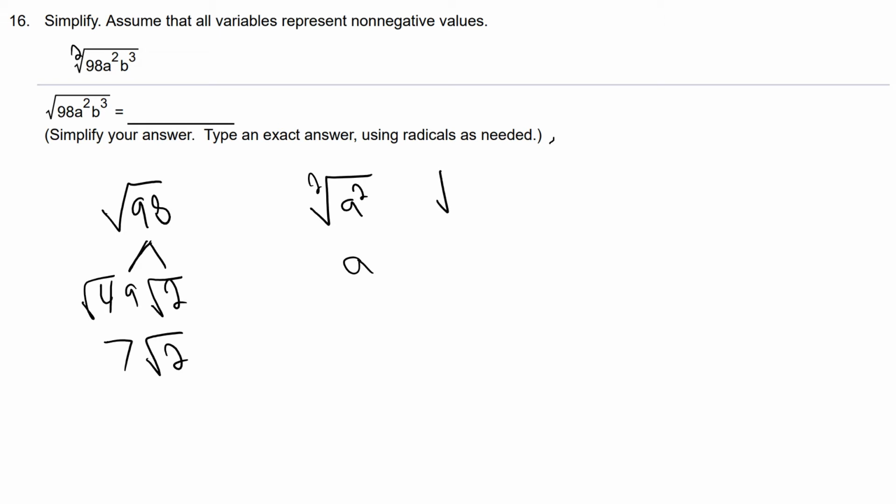When I look at the square root of b cubed, it's not just going to cancel out because they're not the same number. However, what I can do is I can say, can I split this into something that is squared? Just like we did with 98. And the answer is yeah, I can split it into b squared times b. From there, I can square root the first one and square root the second one. The square root of b squared is just b, and the square root of b is square root of b.